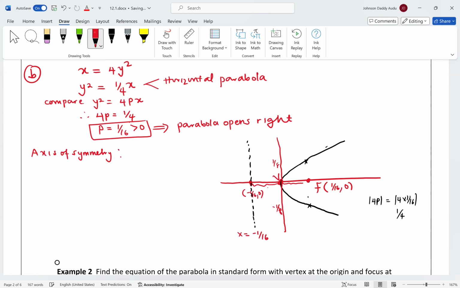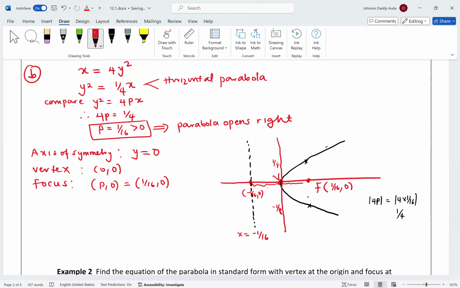So the axis of symmetry is the line that divides the parabola into 2 equal halves. And you can see it's no other line but the line y equals 0. Then we will have the vertex, which is clearly at the origin. Then the focus. Since we can see the focus is already 1/16, 0, the formula is going to be P, 0, which is nothing but 1/16, 0.